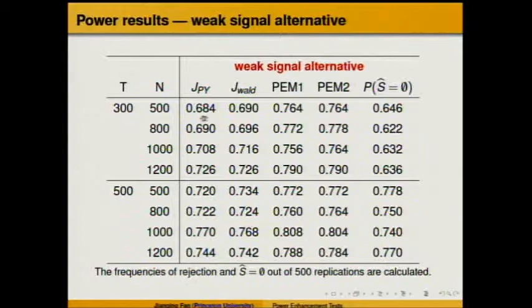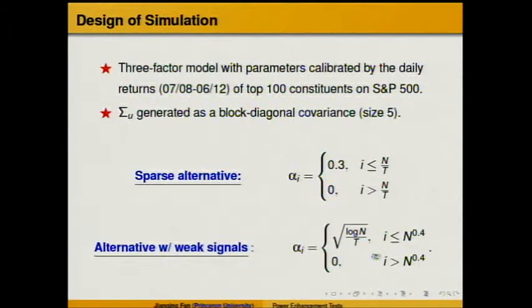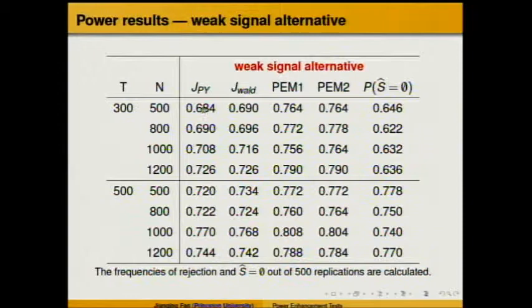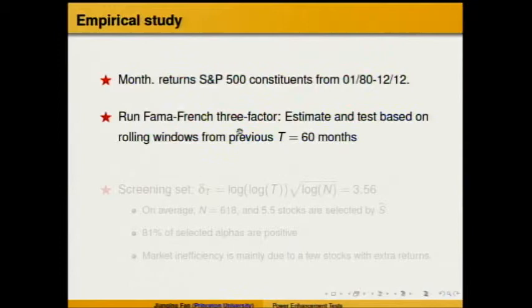The third example is weak signal. In this case, I have a lot of assets that have a very small alpha. So you could see that there is still some boost of power, and indeed it's in between, with about a 2/3 chance that I'll choose S hat equal to zero, that is, the signal is too weak to be detected, and a 1/3 chance I'll pick some assets saying that those assets have positive alpha and contribute to the power. That's why our test is still more powerful than the classical test.